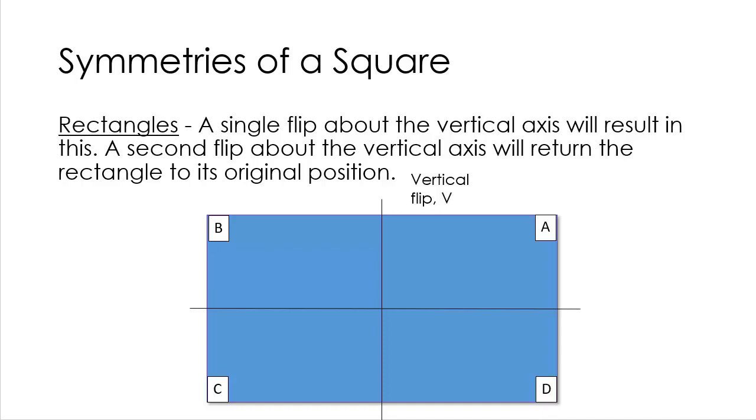Now, this is what happens if we do a vertical flip. So instead of flipping up and down, the vertical flip means we flipped this way, right? We rotated basically around the vertical axis. And now the A has gone from the left to the right, the B has gone from the right to the left, and so on and so forth. It's symmetrical, but not in its original position. If you did a second flip, it would go back. And this makes sense, right?